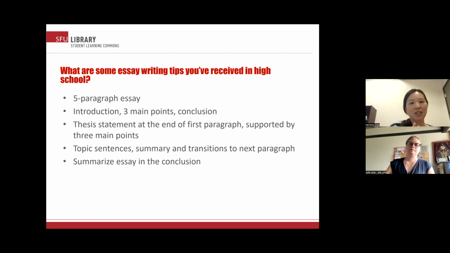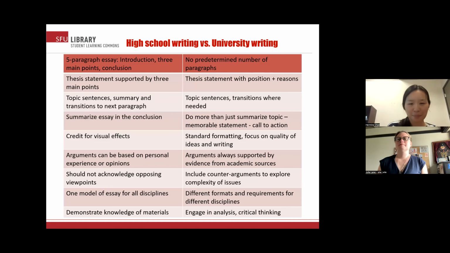Okay, these are really good suggestions for high school essays, but you're going to realize that in university, things are a little bit different. So here's a comparison of what we expect in high school writing and what we're now looking for in university writing. So instead of having that 5-paragraph essay, there are no predetermined number of paragraphs in your essays now. You can write as many paragraphs as you need as you explore more complex ideas and you get more complicated and more in-depth study of a certain topic.